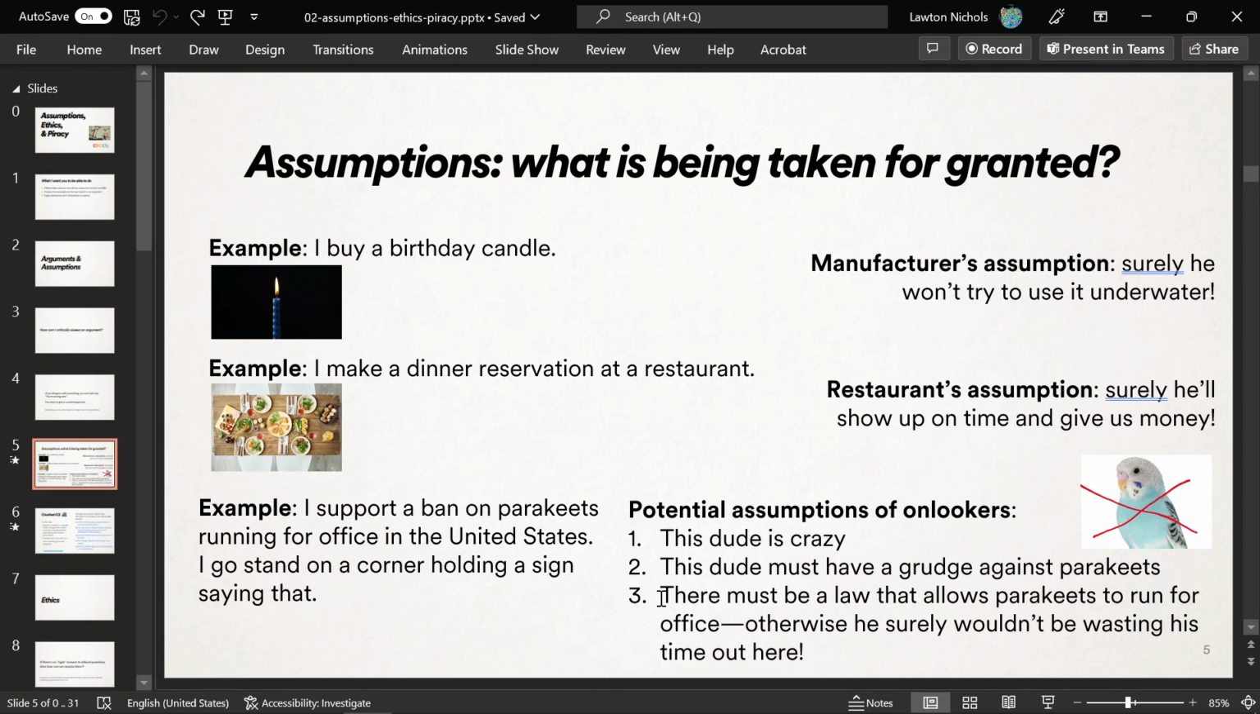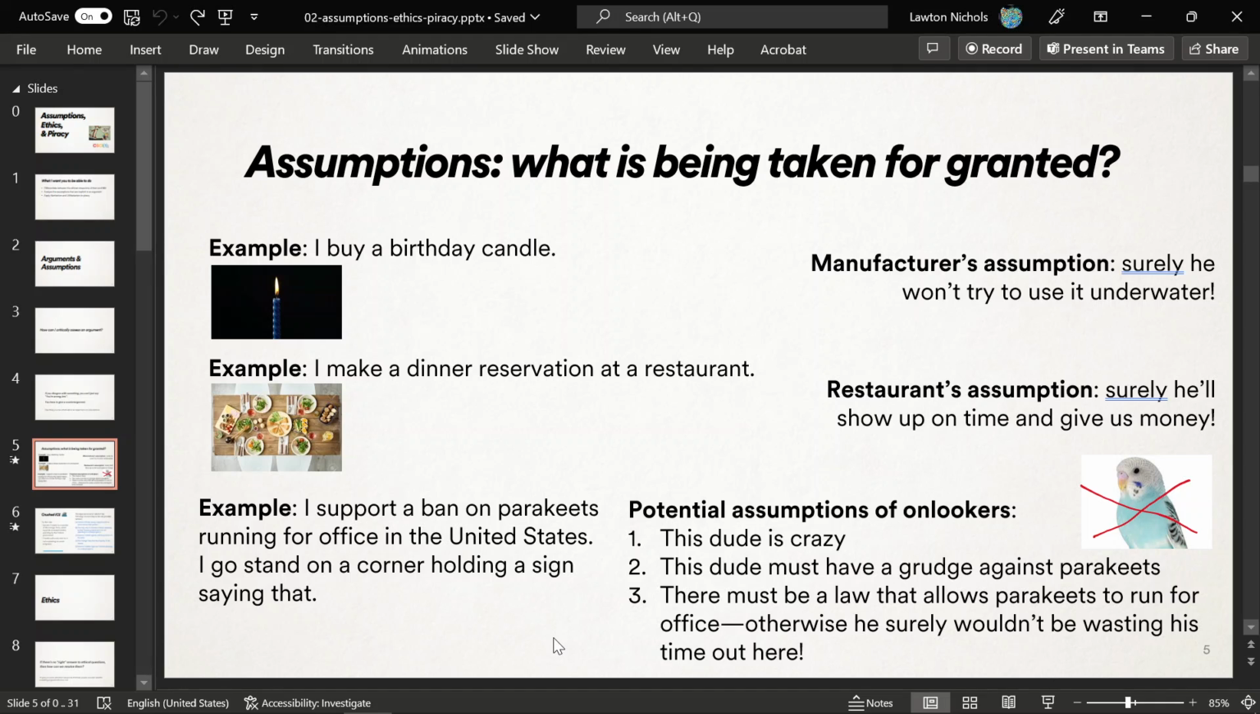Final possibility is maybe there is some sense to what I'm doing. Like, why would I be picketing outside if there weren't a reason? So maybe there's some kind of law that allows parakeets to run for office or does not explicitly disallow it, right? Otherwise, I would be wasting my time standing outside in 105-degree weather supporting a ban on parakeets.